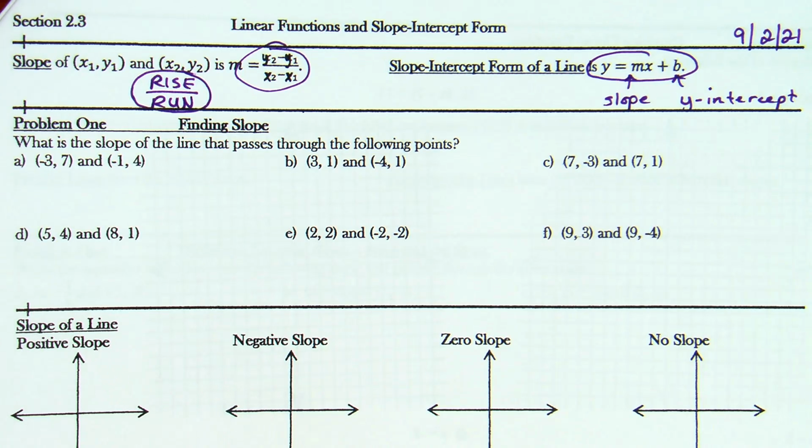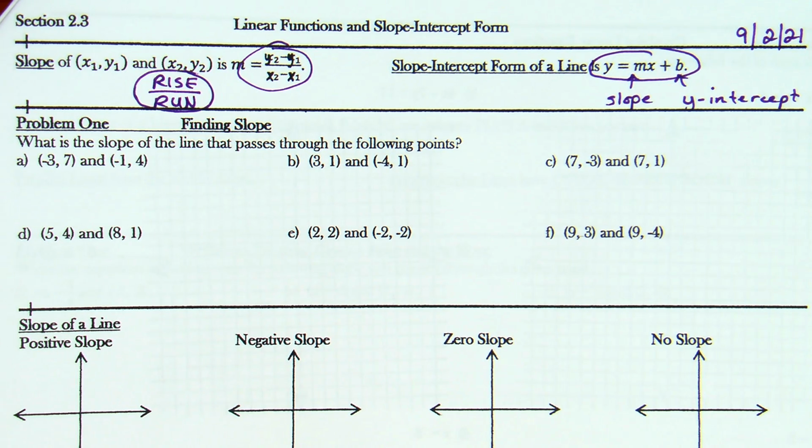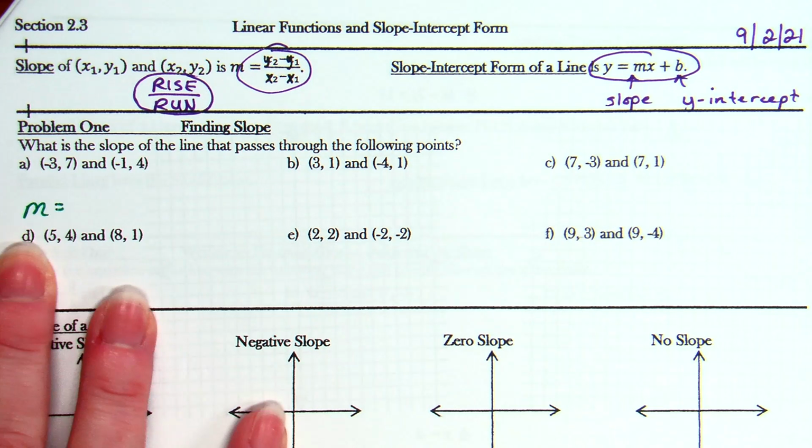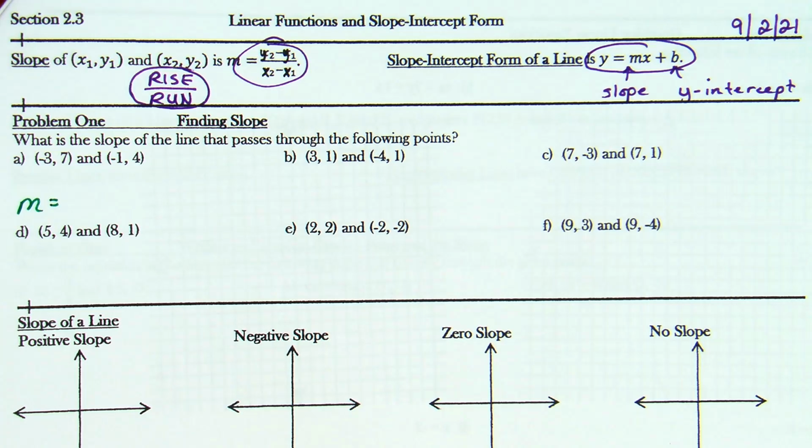So, jumping into problem 1. Given two ordered pairs, what is the slope of the line that passes through the points? So on A, negative 3, 7, and negative 1, 4. How am I going to find slope? What do you remember, Brooke? You take the y2 minus the y1 and then over negative 1 minus negative 3.